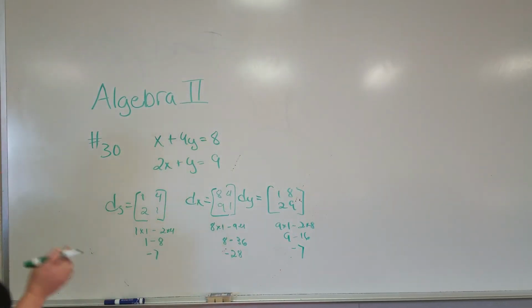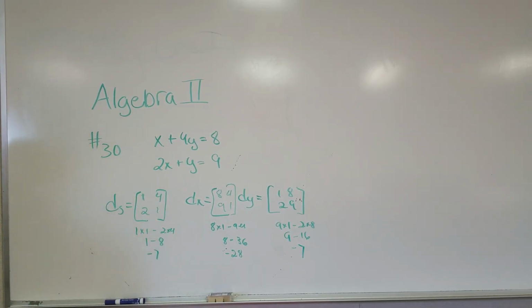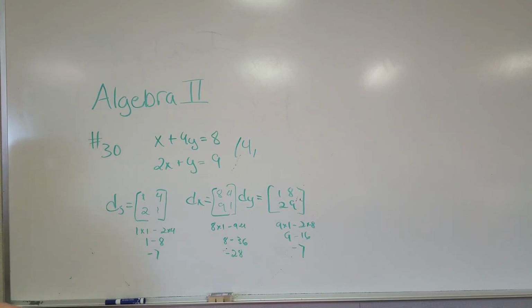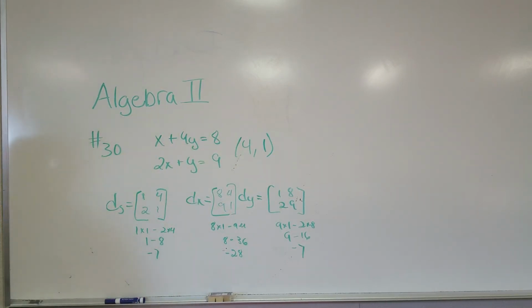So to get x, you take the x determinant and divide it by the system determinant. So -28 divided by -7 is a +4. And to find the y, you take the y determinant and divide it by the system determinant. So the y determinant is -7, divided by -7 is a +1. So x and y are 4 and 1.